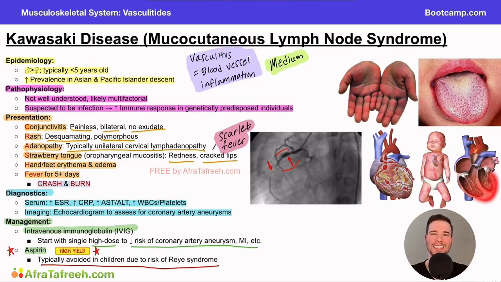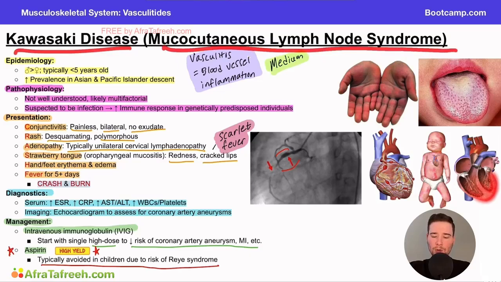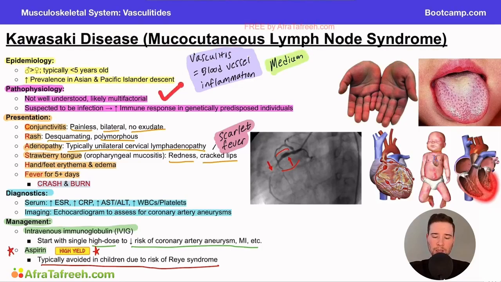This patient has a lot of classic signs and symptoms of Kawasaki disease, and we need to treat that appropriately. So just a quick summary to wrap up this video, we're talking about Kawasaki disease, sometimes also called mucocutaneous lymph node syndrome. Epidemiology-wise, this is typically going to present in a younger child in a board-style question. The pathophysiology is not well understood, but it's a combination of inflammation and overreactive immune system.